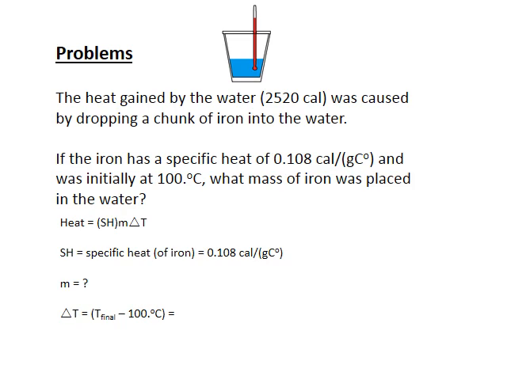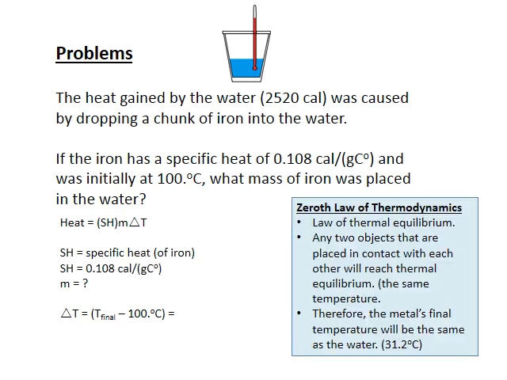Okay, so we want to know what was the mass of the iron in the sample. So I know the specific heat equation, and I know the specific heat of iron. I don't know the mass of iron. I know the initial temperature of the iron, but I don't know the final temperature of the iron. And I have to throw in one more law of thermodynamics, and oftentimes this is referred to as the zeroth law of thermodynamics, sometimes called the law of thermal equilibrium.